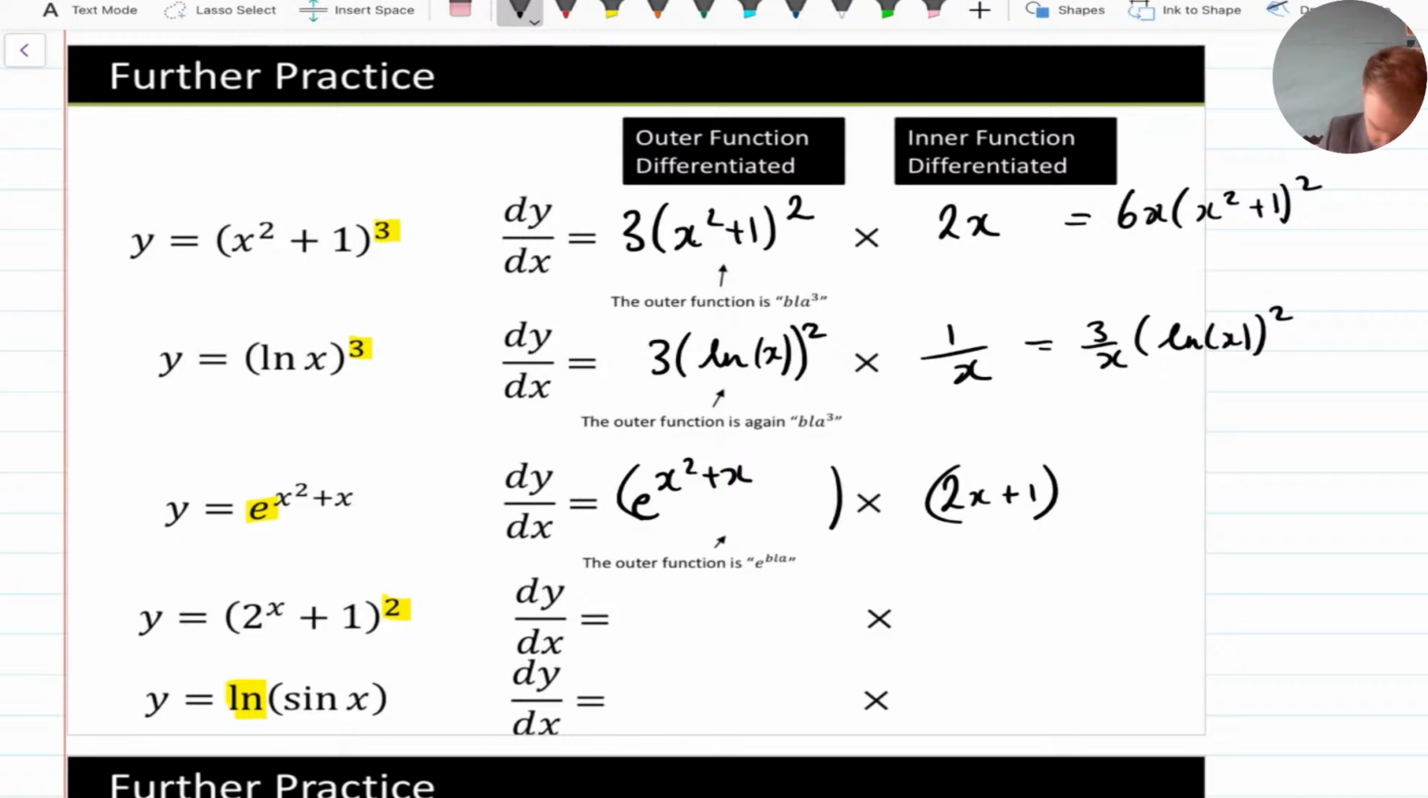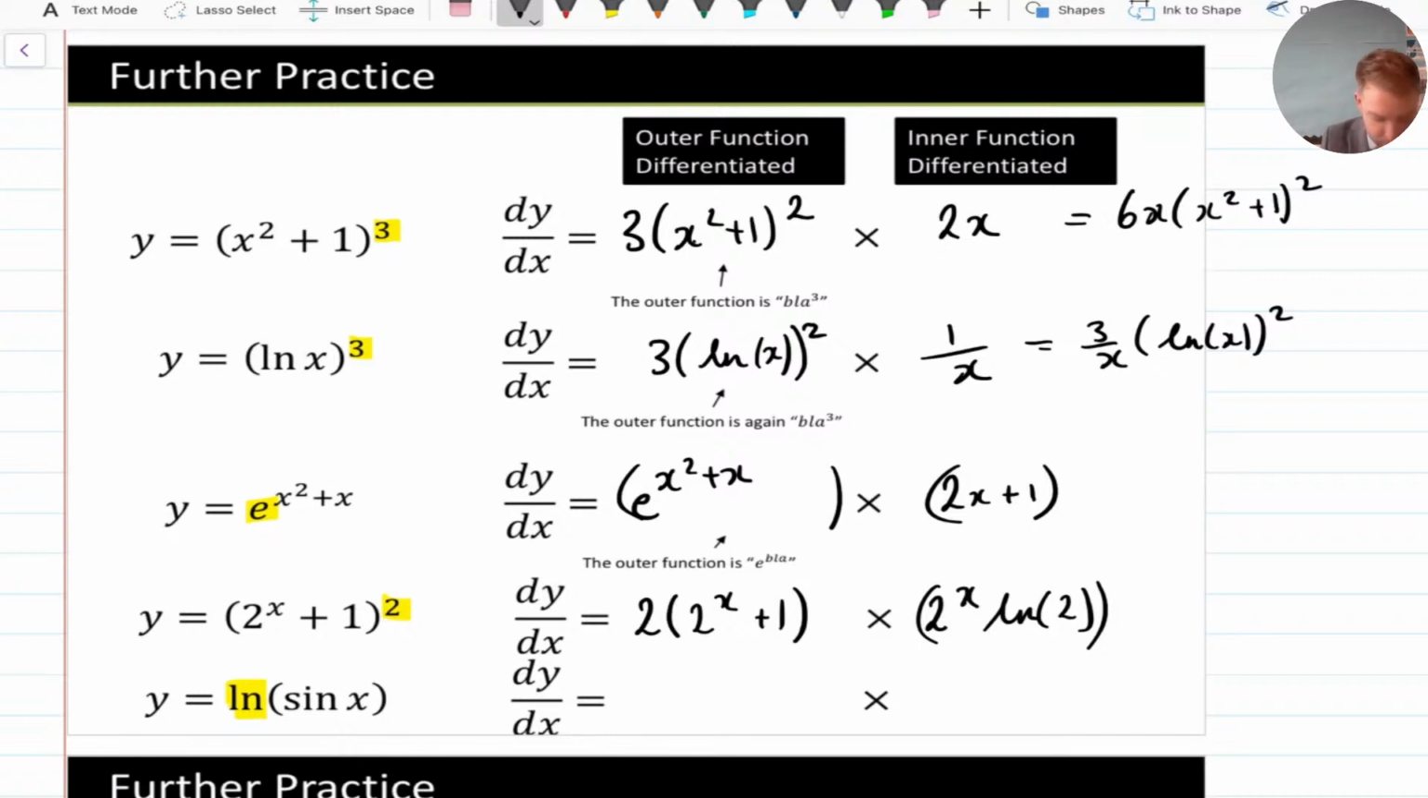This next one here is going to be 2 to the 2x plus 1. 2 take away 1 is going to be 1, so I'm just going to leave it like that. And then times by 2 to the x ln of 2. That's how we differentiate 2 to the x. It's not the same as e to the x.